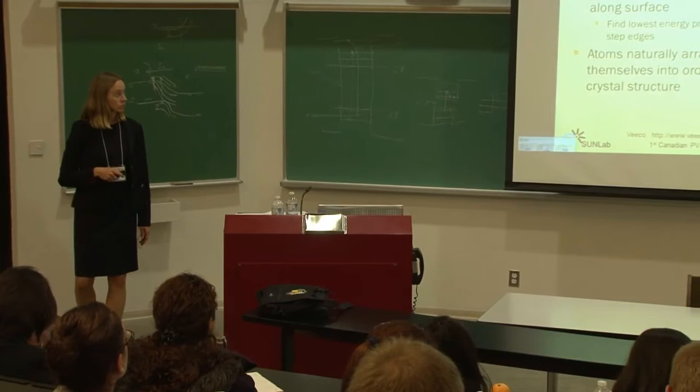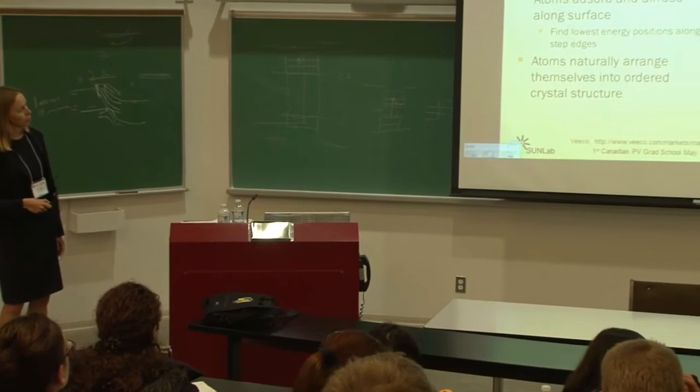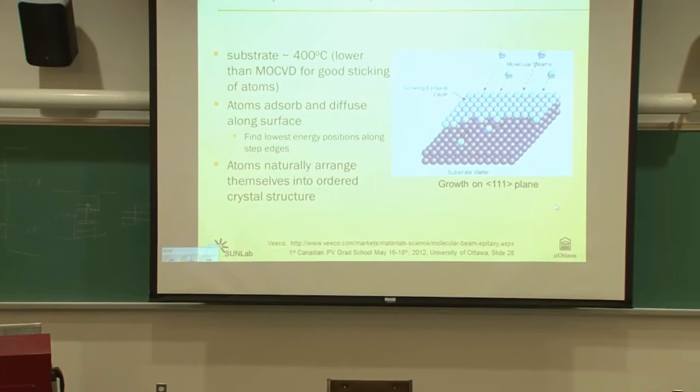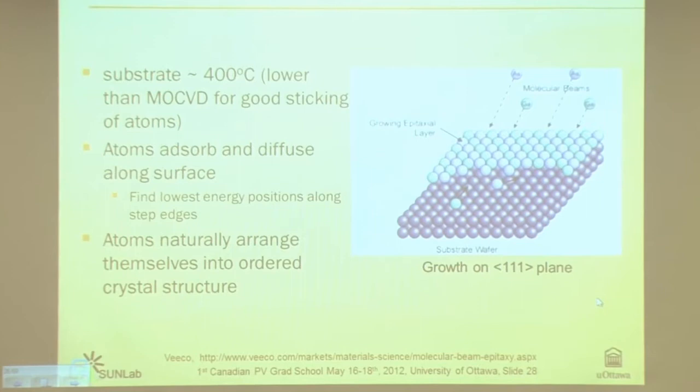One little thing to note, this would be showing growth on a 1-1-1 plane because you have both arsenic and gallium on that same plane. I then later realized that was the case, but it's still a nice picture. Growing on the 1-1-1 plane, you'll get a plane of threes, then a plane of fives, then a plane of threes.